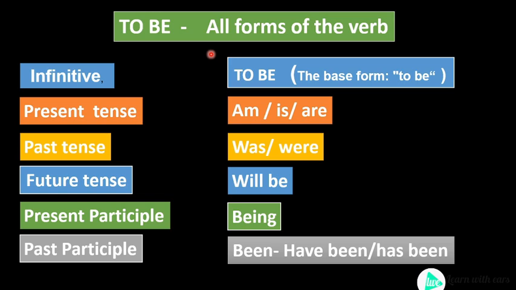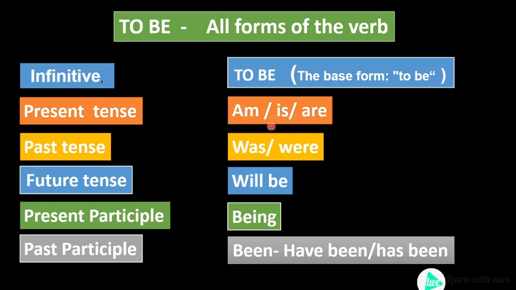Now let's see all forms of the verb be. Infinitive, that is to be, the base form. Then we have present tense, past tense, future tense, present participle and past participle. So in present tense we use am, is and are.